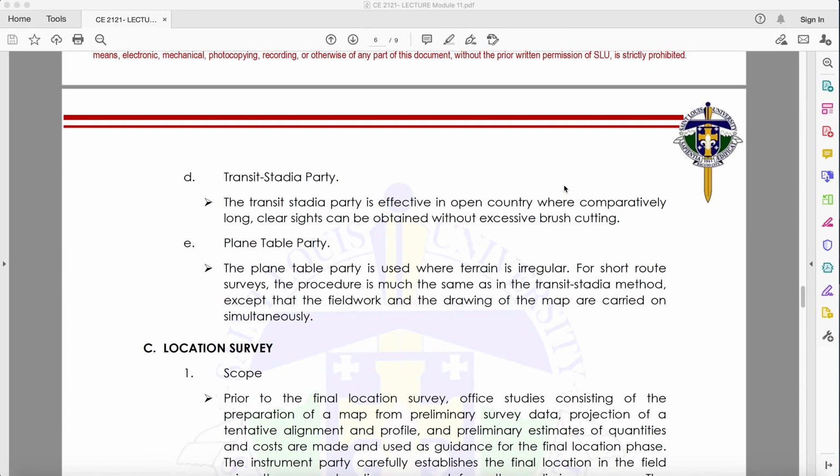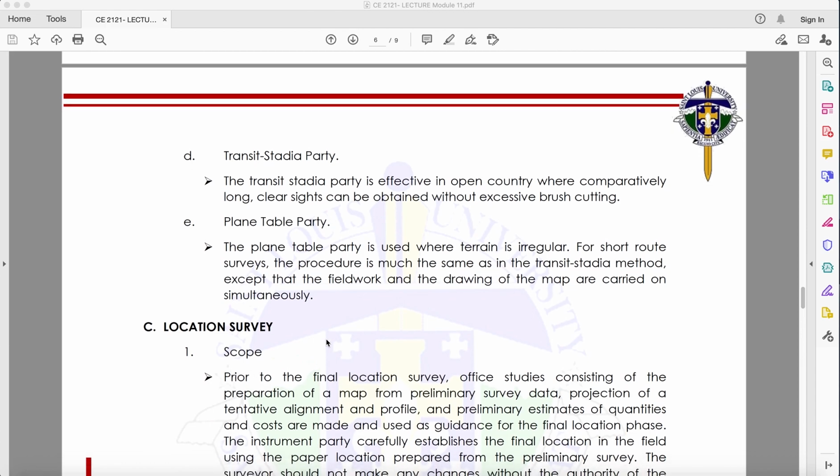Okay. Next would be a transit stadia party. The transit stadia party is effective in open country where comparatively long, clear sights can be obtained without excessive brush cutting. And lastly, we have the plane table party. The plane table party is used where the terrain is irregular. For short route surveys, the procedure is much the same as the transit stadia method, except that the field work and the drawing of the map are carried on simultaneously.